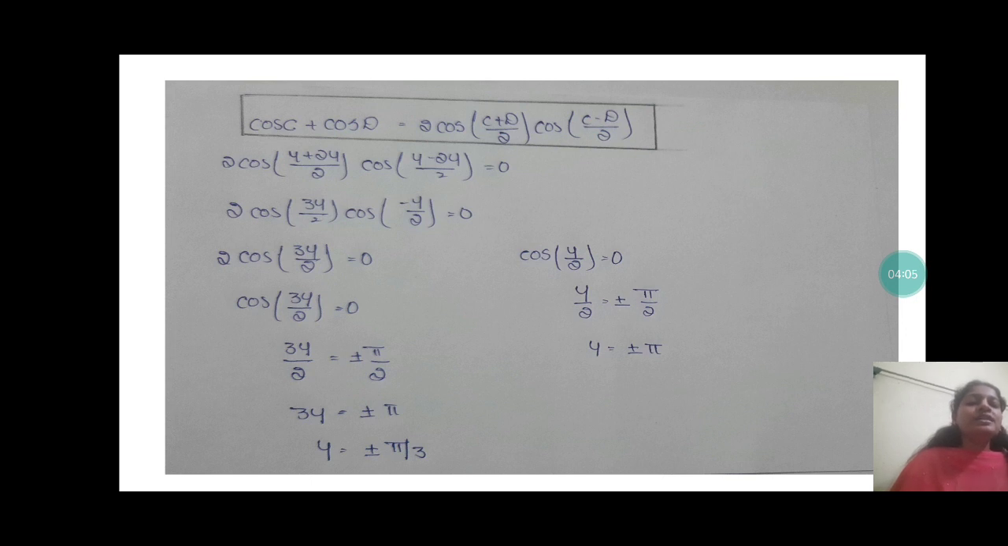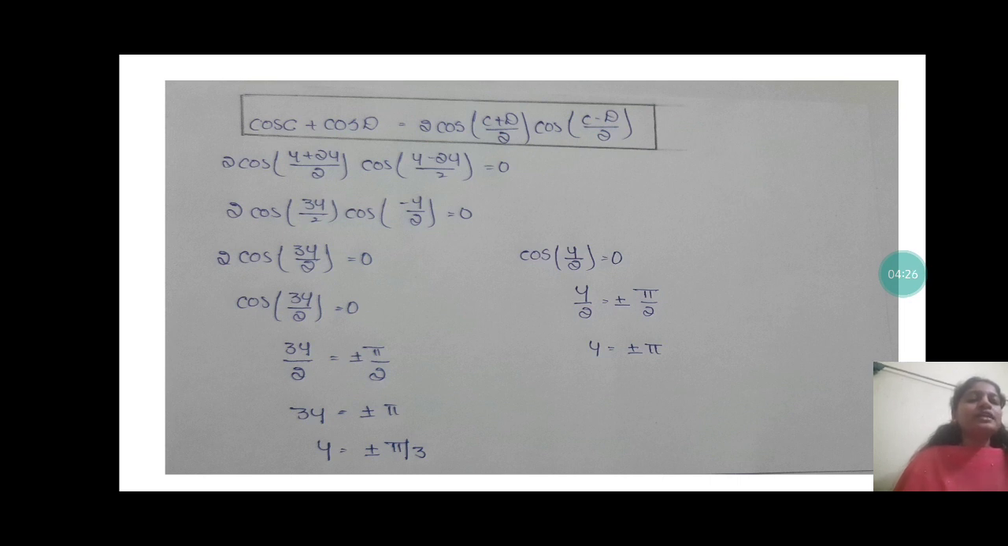If we consider it as two parts, then we get 2 cos of 3y by 2 is equal to 0, and we know that the value of cos is zero at pi by 2, but we don't know whether it is positive or negative, so we write it as plus or minus pi by 2.